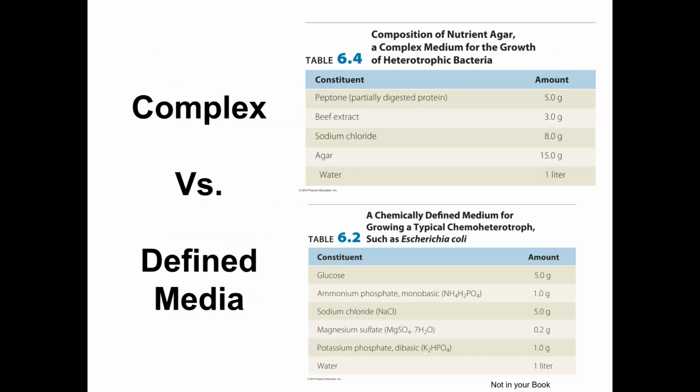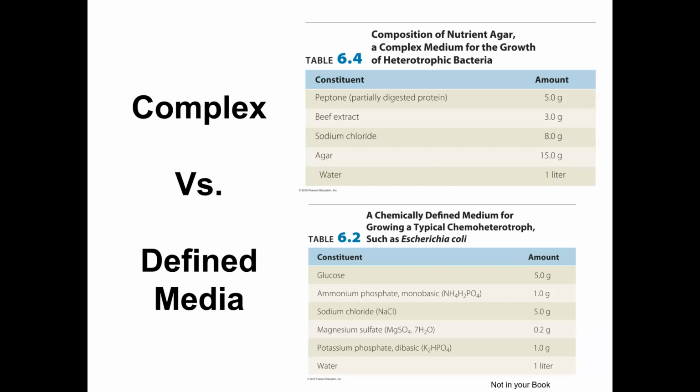So just to compare, and please don't memorize these ingredients. That's what catalogs are for. At the top, that's what would go in nutrient agar. It's basically TSA. It's very similar. So you've got peptone and beef extract, two very nutrient-rich sources of protein and carbon. You've got some salt in there, agar, and water. So there's tons of different carbon sources in there for the bacteria.